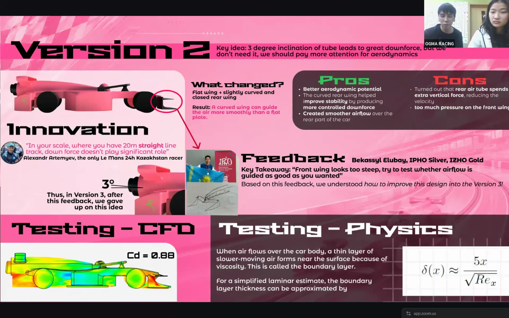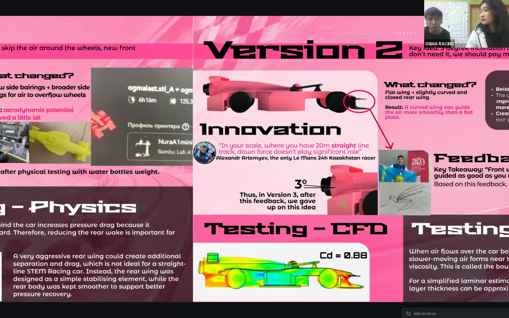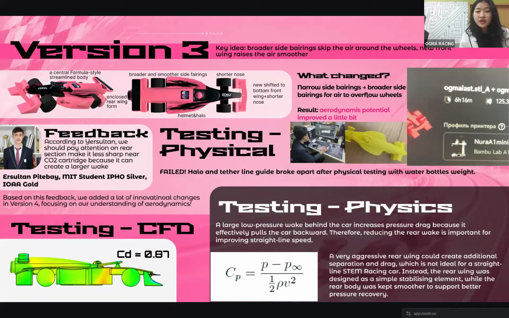We also took feedback from an IFO silver medalist, and he helped design our version 3. The version 3 key idea was to make broader side bearings to skip the air around the wheels and make a new front wing from Picasso's feedback. So it had better aerodynamic potential. As you can see here, the coefficient fell to 0.87, but the rear wake was still too aggressive.